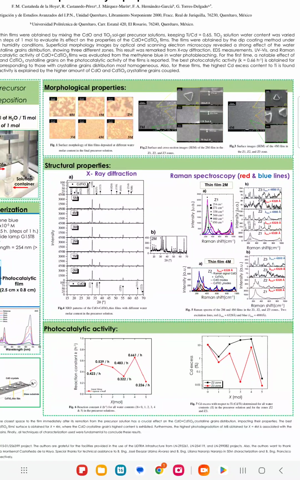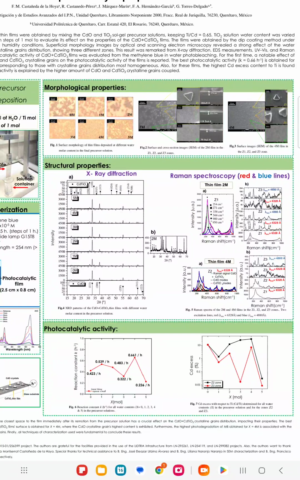So it is expected that we have a bigger area covered with these grains, and there are more available sites where this coupling can be done, and this coupling can carry the photocatalytic reaction.